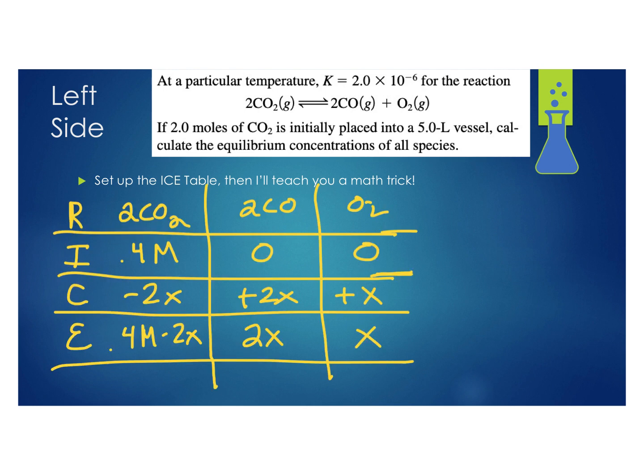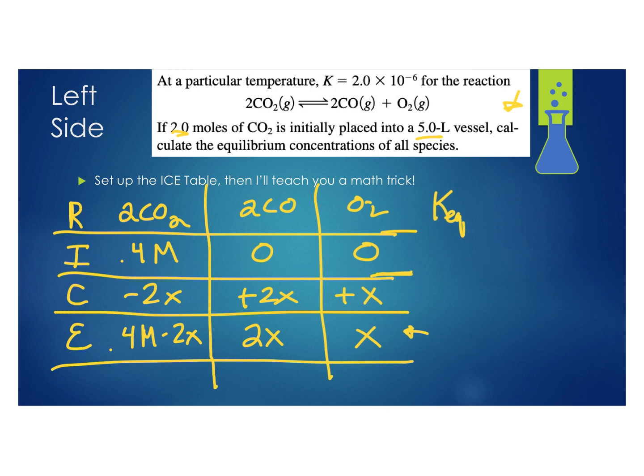All right, if you set up your ICE table right, it should look like this. Again, they gave us 2 moles and 5 liters, so I have to divide that out to get molarity, and then I see my concentrations there. So there's my ICE table. They want us to figure out the equilibrium concentrations of all species. We're basically going to be doing the calculations in the equilibrium line once we figure out what x is.